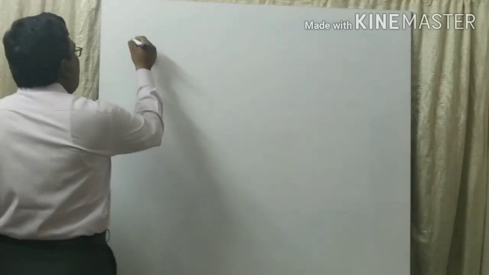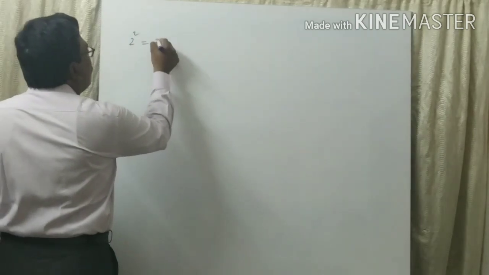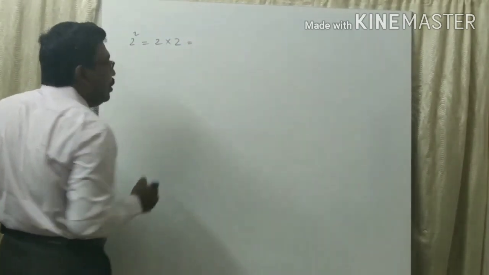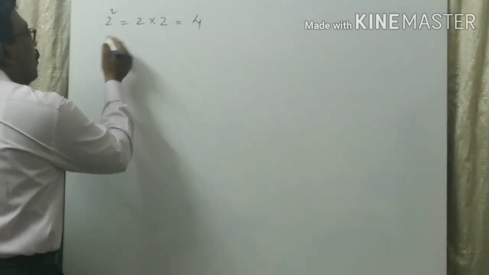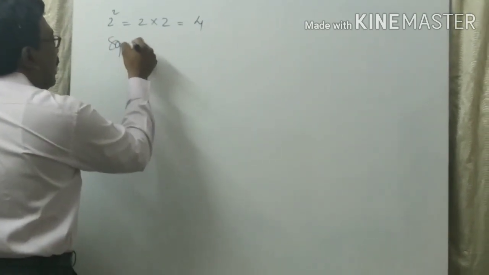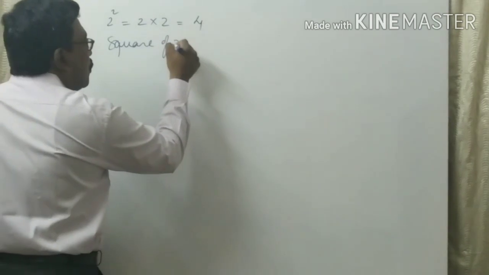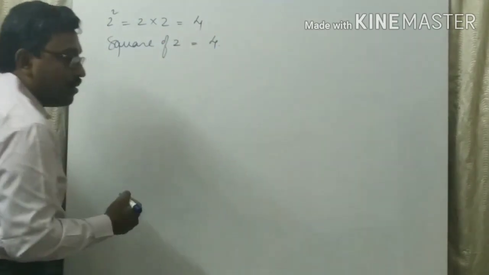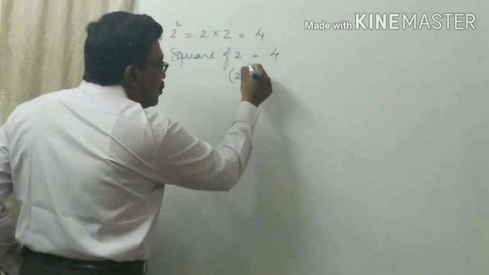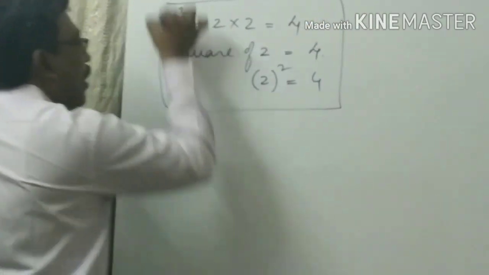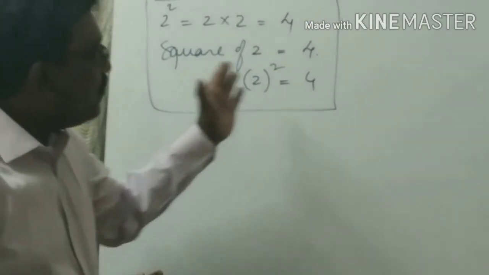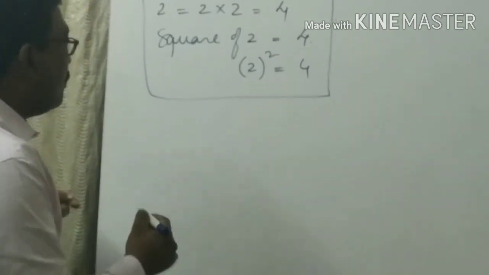Suppose 2 square. The value of 2 square is how much? 2 into 2, that is 4. So the square of 2, what can we write? The square of 2 is 4. This can be written as 2 square is equal to 4. This is the square definition.